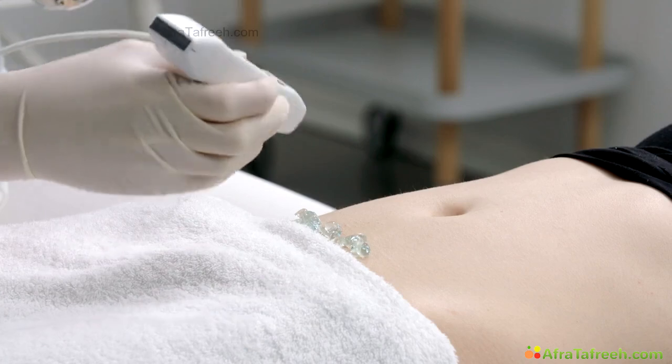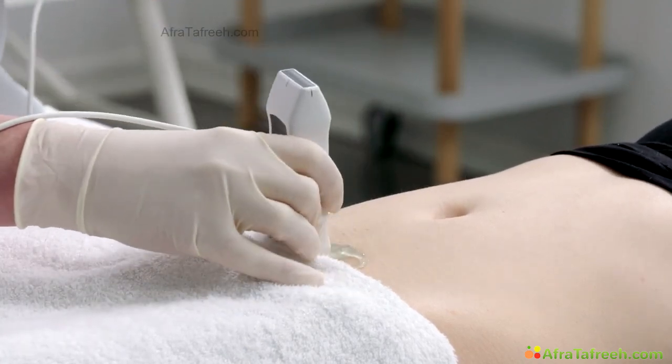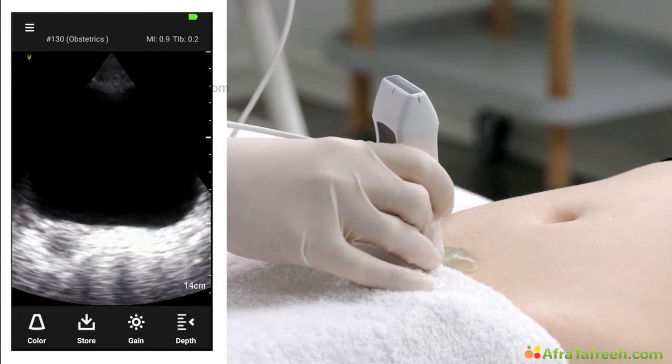Starting with the scan, I'm sure that my navigation point in a transversal plane is looking towards me. So I'm sure that it's pointing to the right side of the woman. I'll place the transducer a little bit above the pubic bone. And I start with visualizing a very nice filled bladder.